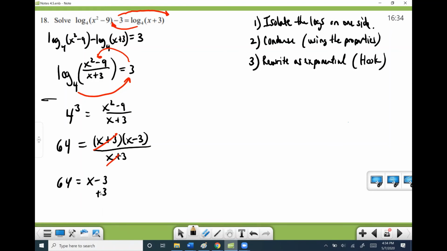Cool. That became easy fast, huh? 67 equals your x. That's a 7, you guys. Sorry, it's hideous. So now we're at the stage where we just need to check it.